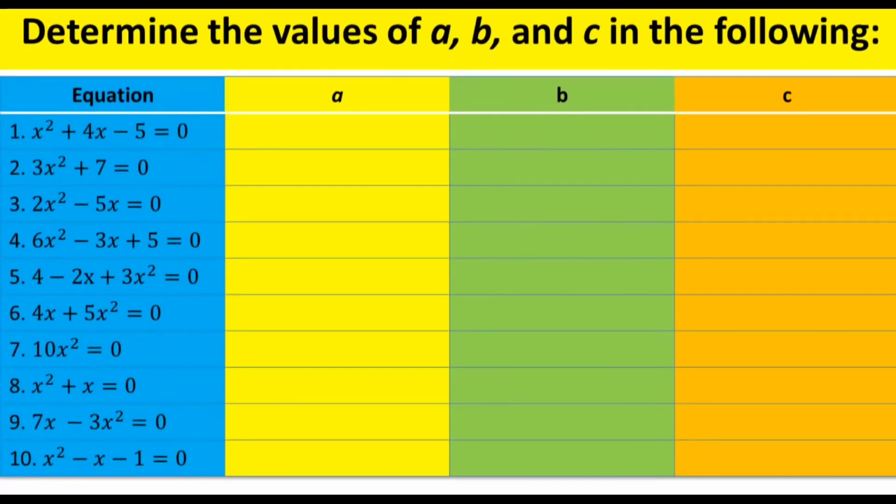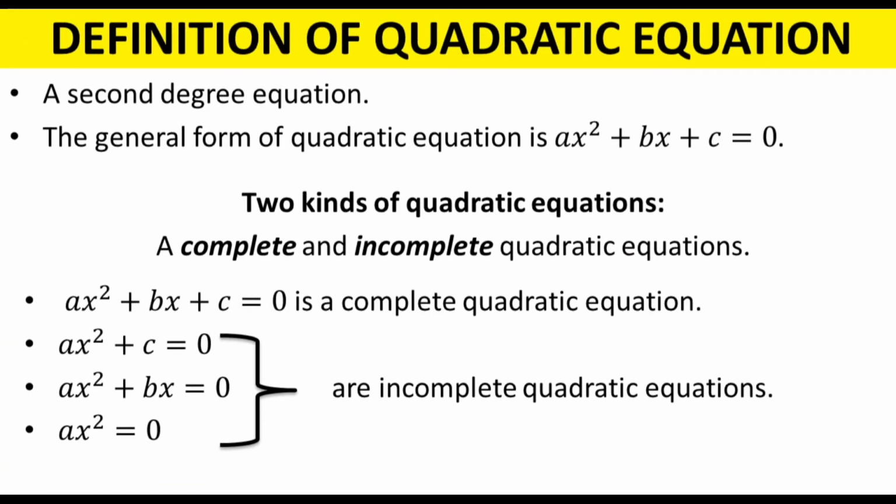So before we will proceed, the general form of a quadratic equation is ax squared plus bx plus c. In this equation, x represents the variable. So ito, variable ito. X represents variable. And where A, B, and C, ito A, B, and C are constant. So A, B, and C are constant. Tandaan yan, constant.